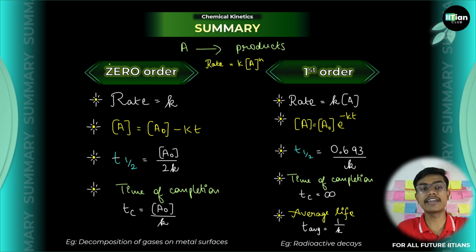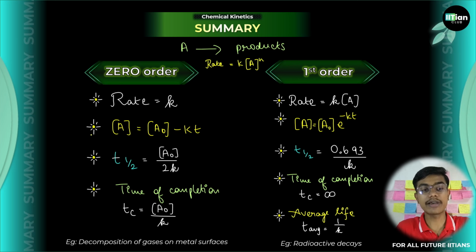And this is the summary of the entire zero order and first order reaction. Let's say you have a reaction where A is getting converted to different products. Rate is written as k concentration of A to the power n. n is the order. If n is equal to 0, it is zero order. If n is equal to 1, it is first order. Rate is equal to k, that is, rate is a constant in zero order reaction. It does not depend upon the concentration. Rate is equal to k into A for first order. And this is the expression for how concentration of A changes with respect to time in zero order reaction. And A is equal to A0 e to the power minus kt is the expression of concentration with respect to time in the first order reaction. Half-life, we saw, is A0 by 2k and 0.693 by k.